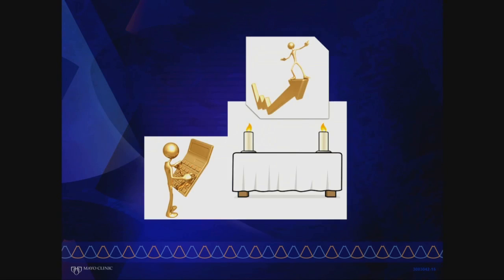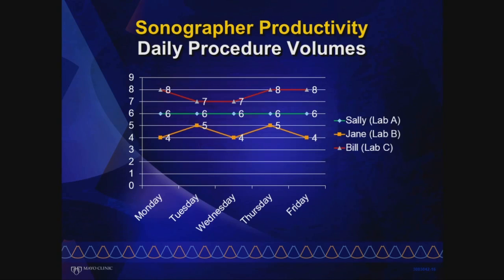So since we know that the administrators tend to worship at the altar of productivity and thus procedure volumes, let's look at that a little bit more closely. So we're looking at 3 sonographers, 3 different labs. We've got Sally, Jane, and Bill. Well, Bill looks like he's a go-getter.